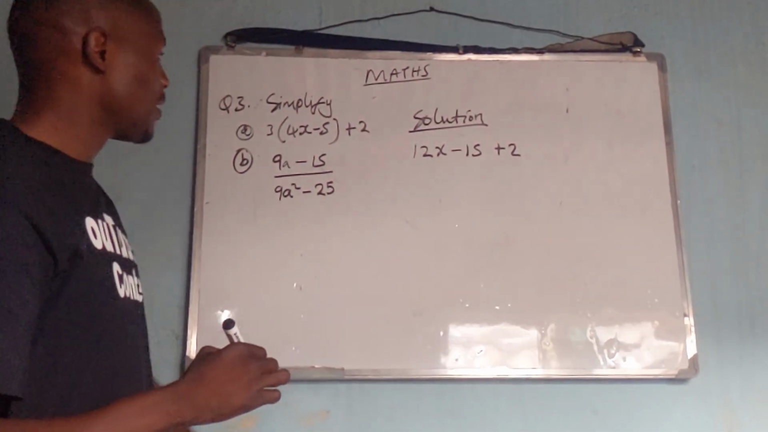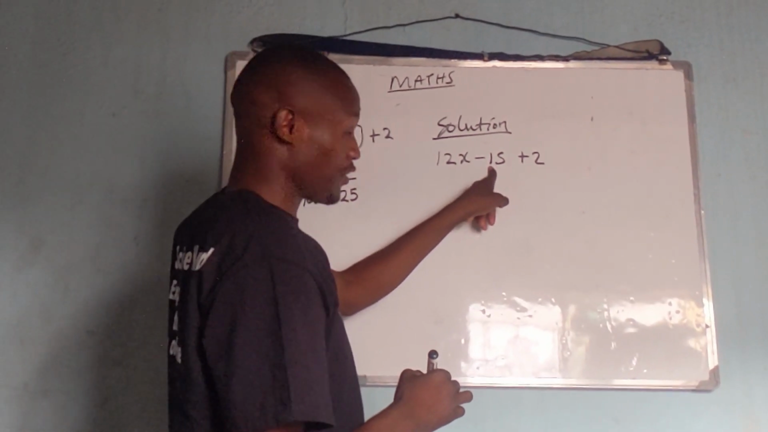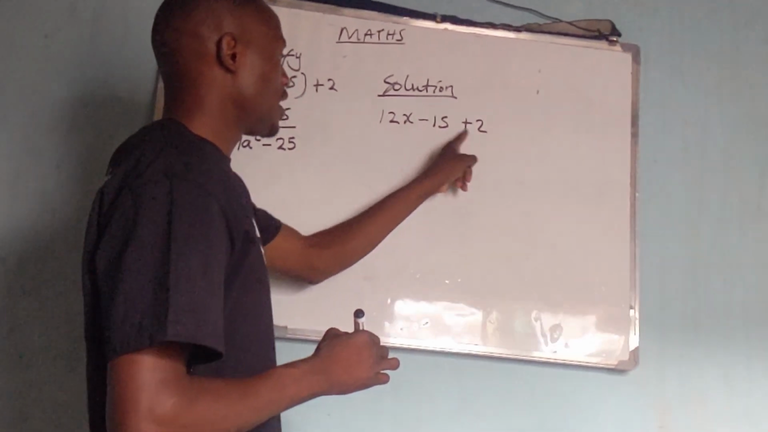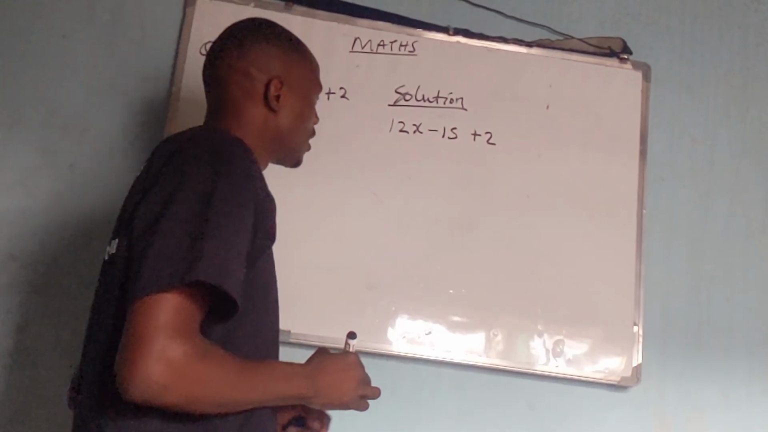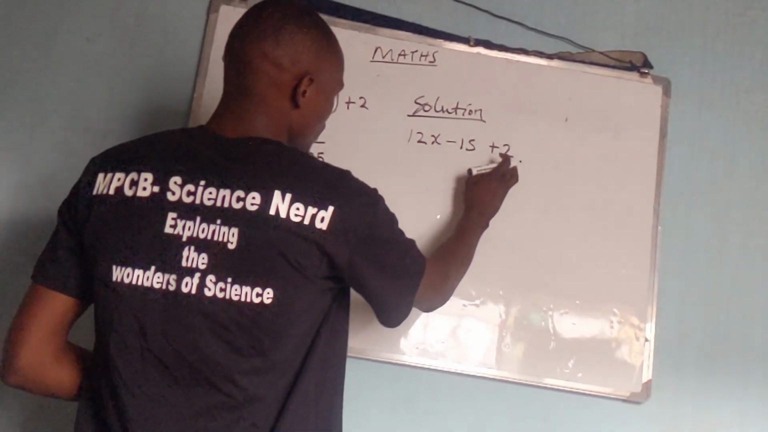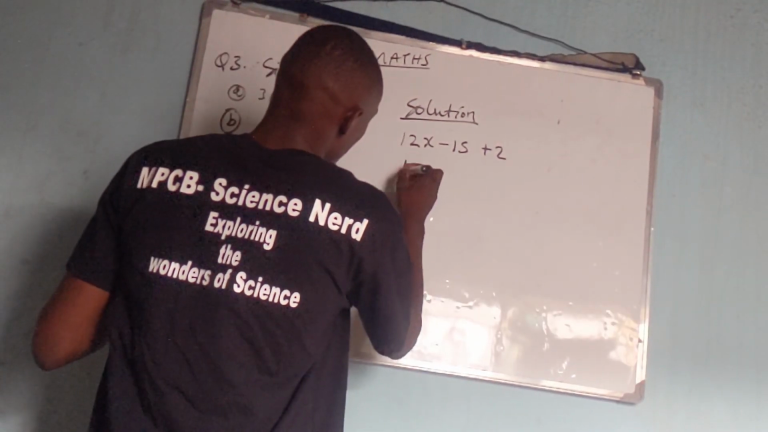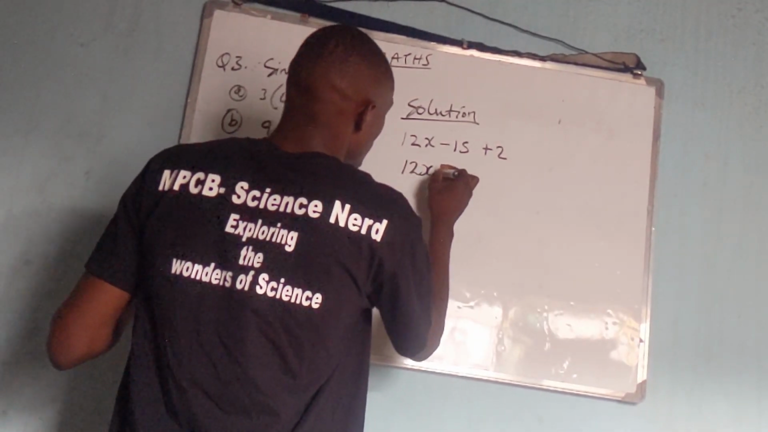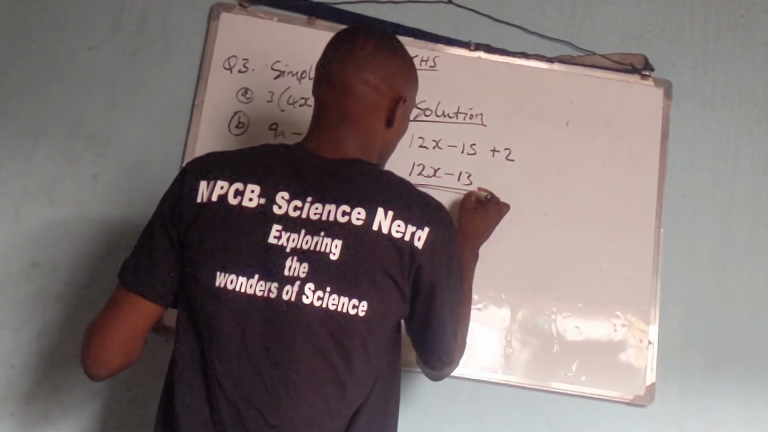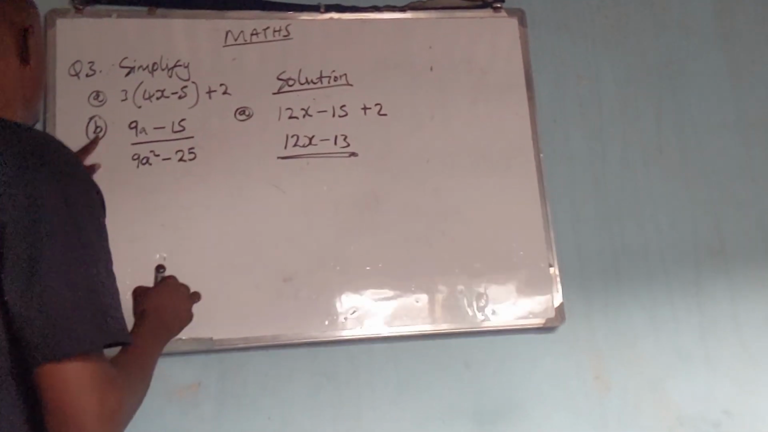From there, we can see that this negative 15 is a like term to 2. So we are going to deal with this. Let us add negative 15 plus 2, which is negative 13. So we have 12x minus 13. So this is our answer. Second question.